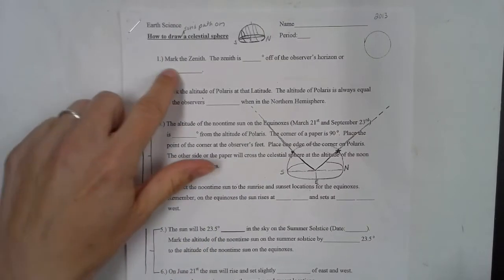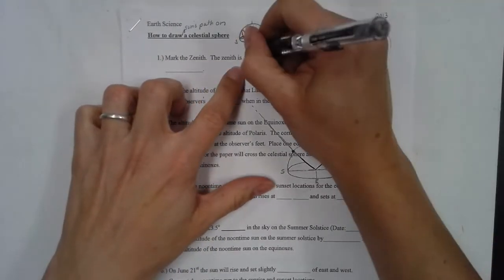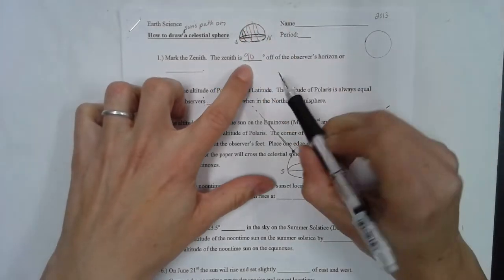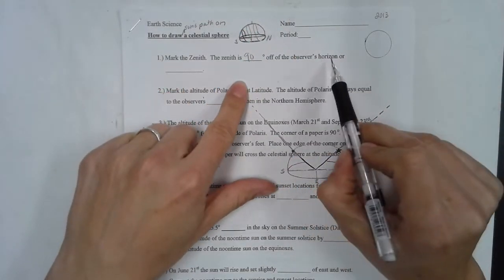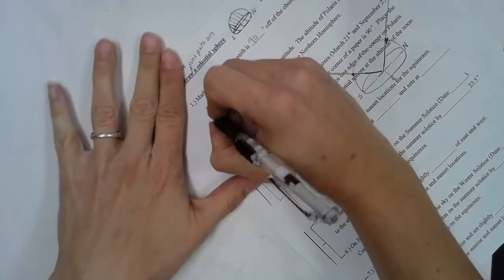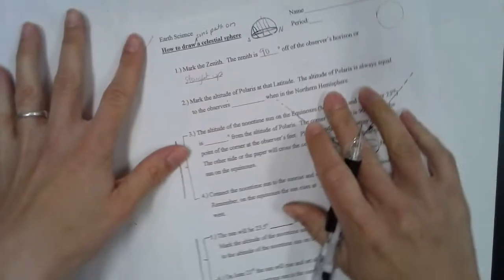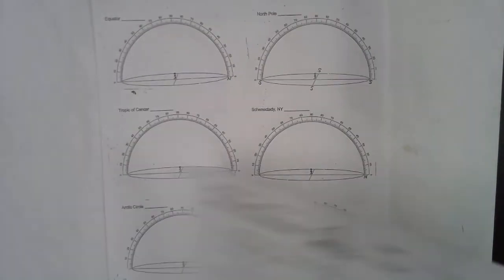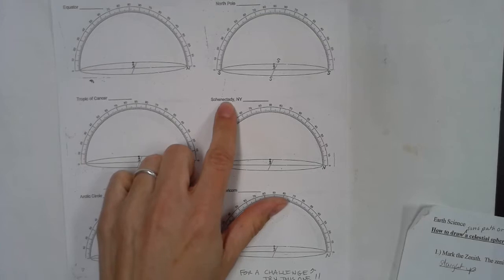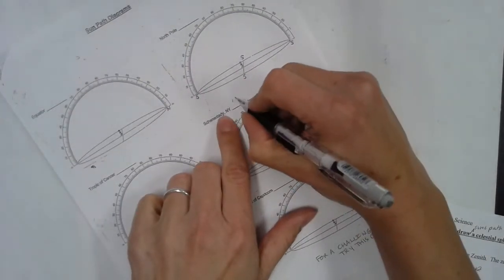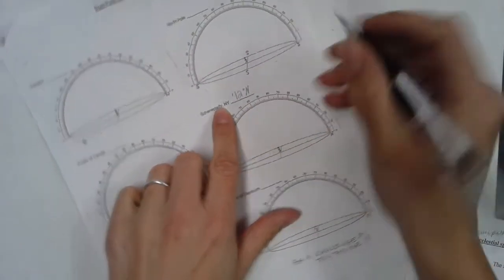The first thing we need to do is mark the zenith. The zenith is always at 90 degrees of altitude, or 90 degrees off the observer's horizon, or straight up above the observer. Okay, so this is a two-page activity, so you can tear this apart. We're going to do the Schenectady, New York one. First thing we want to do is write in our latitude, 42 degrees north.